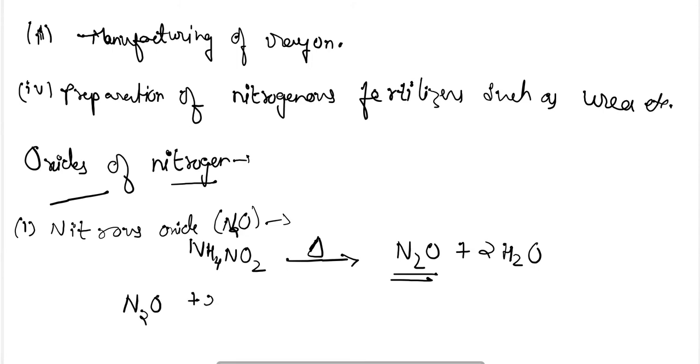N2O plus NaNH2 gives NaN3 plus NH3 plus NaOH. It will give sodium azide, that is NaN3. In very small amounts it acts as an anesthetic also for minor operations.